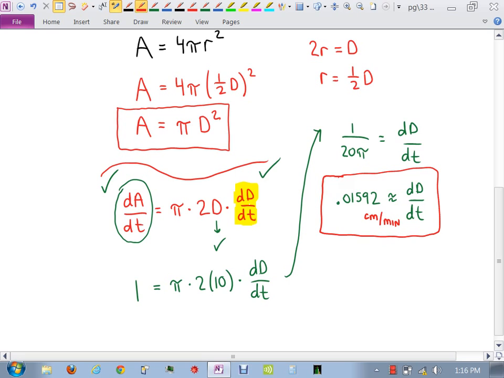Does everybody have their formula sheets that have the different shapes on them? Because you're going to need it today. If you don't have them memorized, then you'll need it for the quiz.